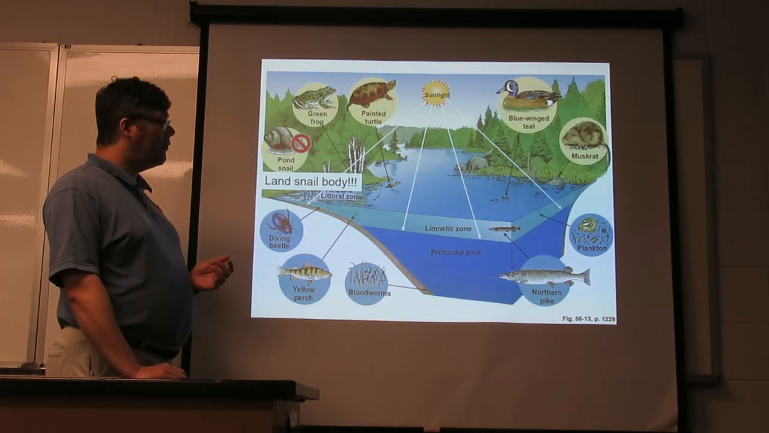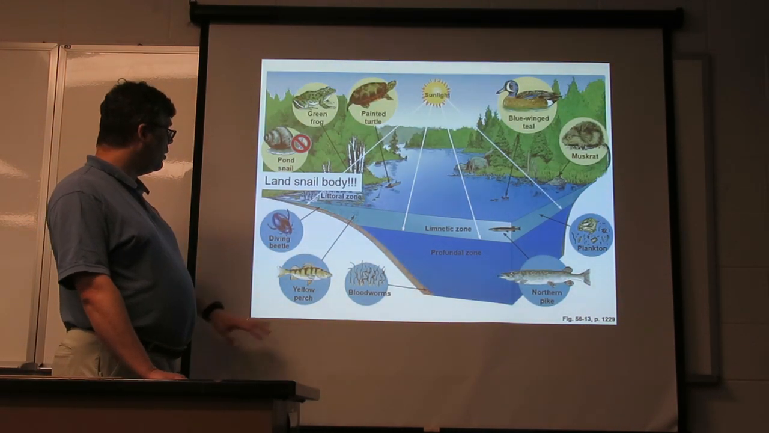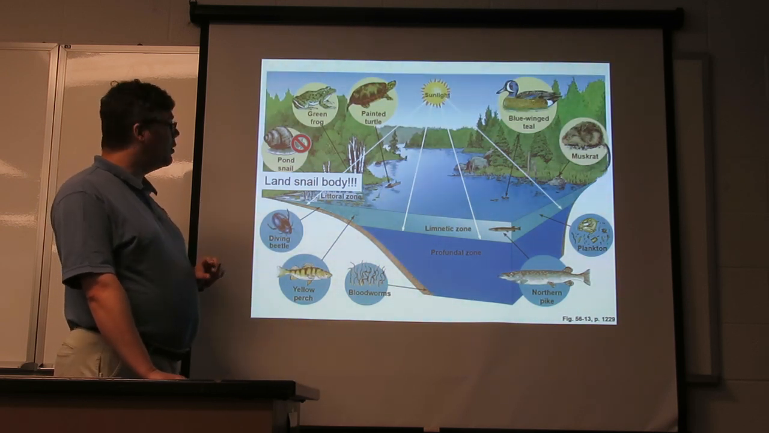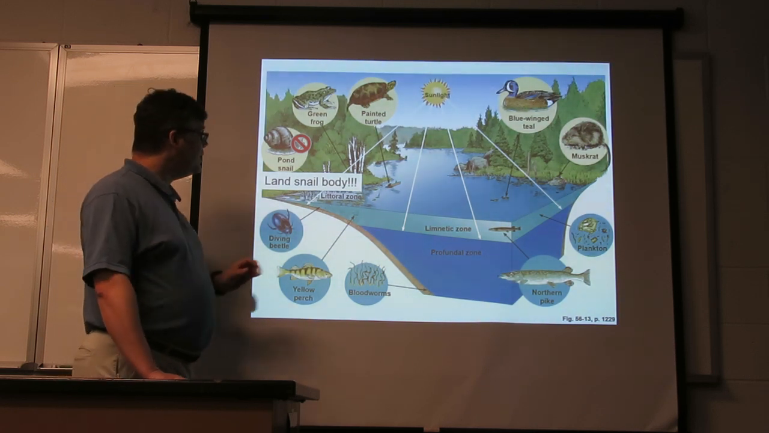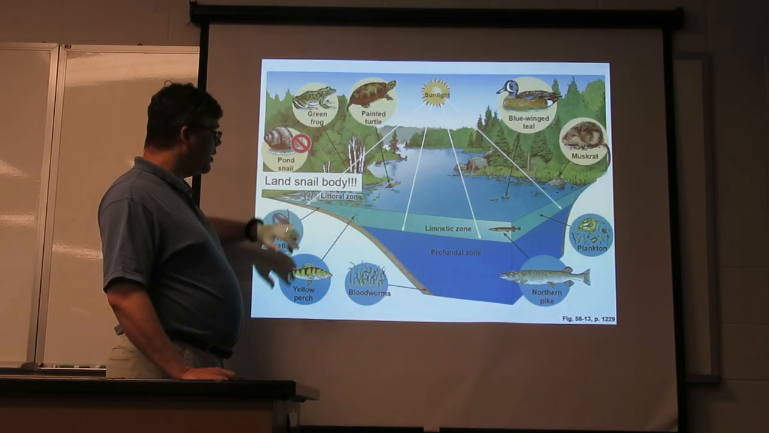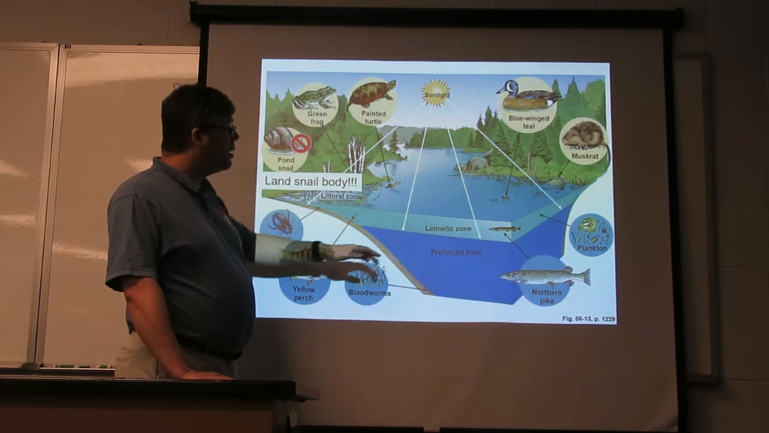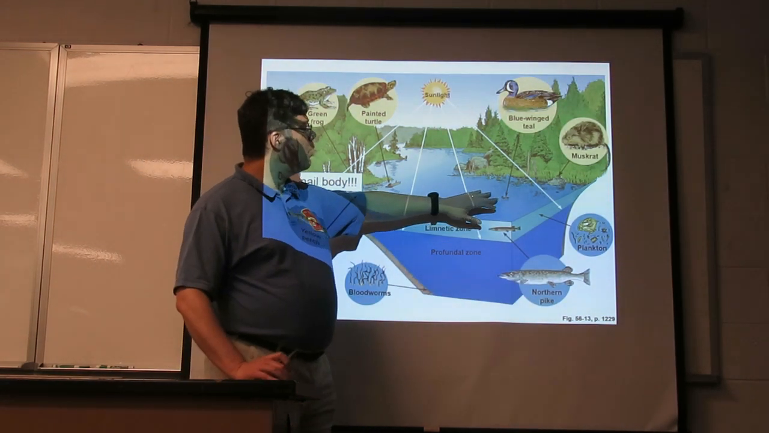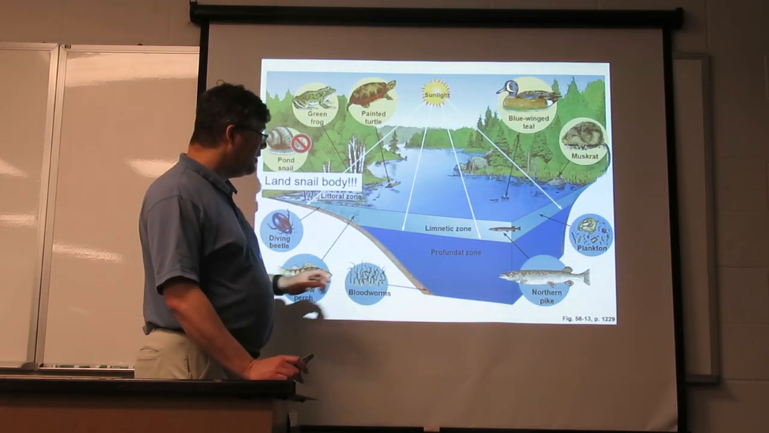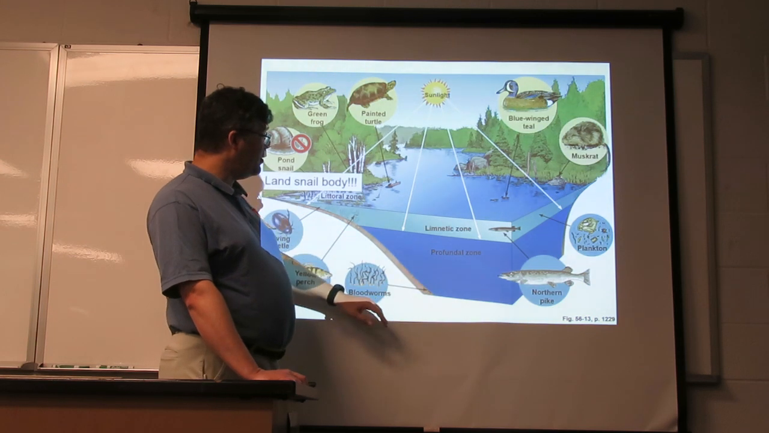Here's an example of a pond. This is typical for, say, a somewhat northern US type of pattern. And so we see lots of plants and things growing in our littoral zone. Some things out more in our open water limnetic zone. Not so much down here living in the profundal zone.